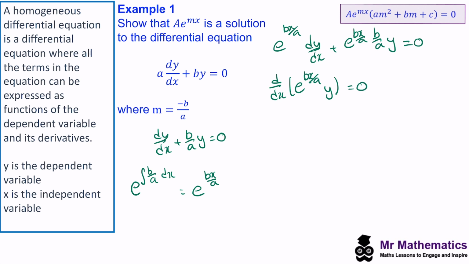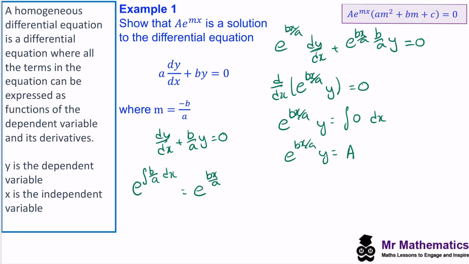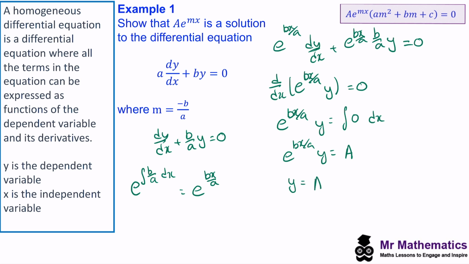We can integrate both sides with respect to x, and we get e to the bx over a times y is equal to the integral of 0 with respect to x. When we integrate 0 with respect to x, we just get a constant term, which we'll call capital A. Now we'll divide both sides by the exponential term. So we get y is equal to A times e to the minus bx over a.